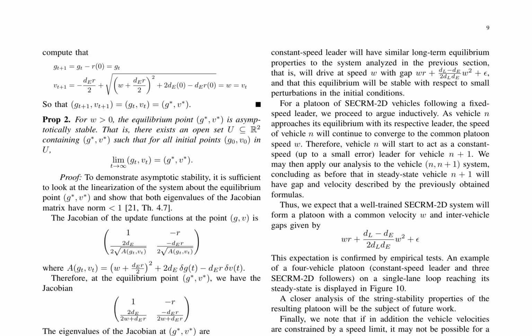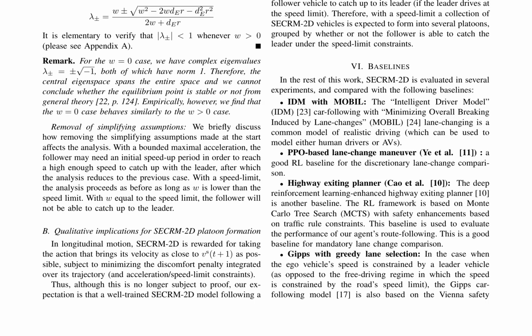The summary begins by discussing the stability of the equilibrium point, G** operator, V** operator, for the system, which is proven to be asymptotically stable. The Jacobian matrix analysis shows that the eigenvalues have norm less than 1 when W is greater than 0, ensuring stability. The case where W equals 0 is also addressed, with complex eigenvalues indicating instability.